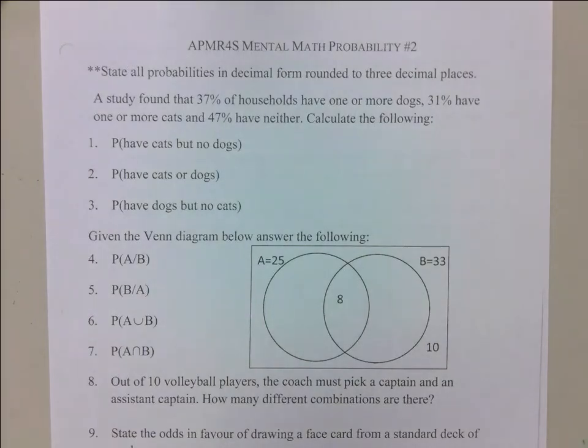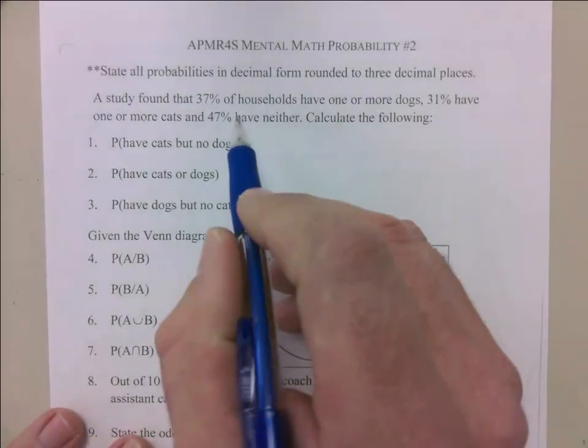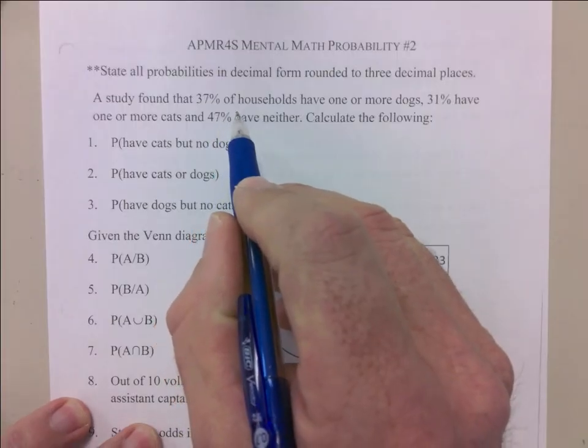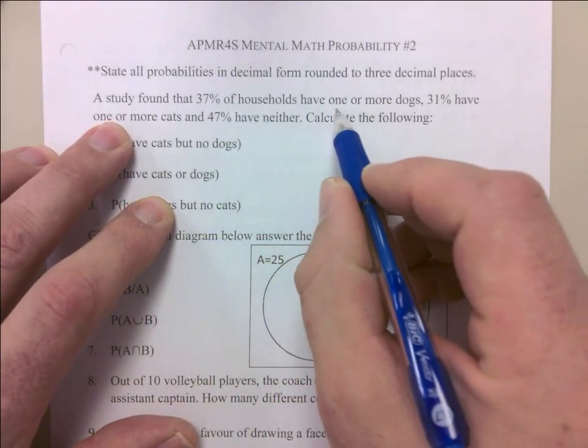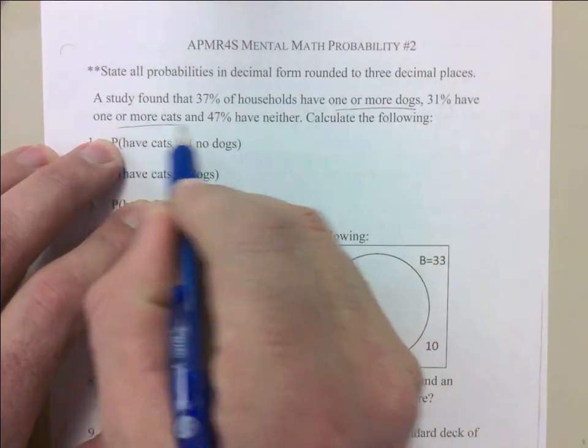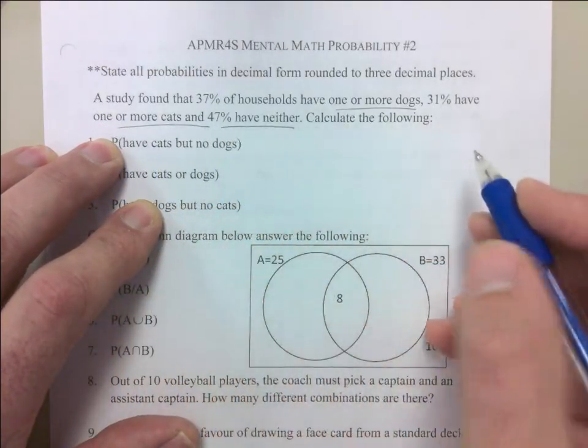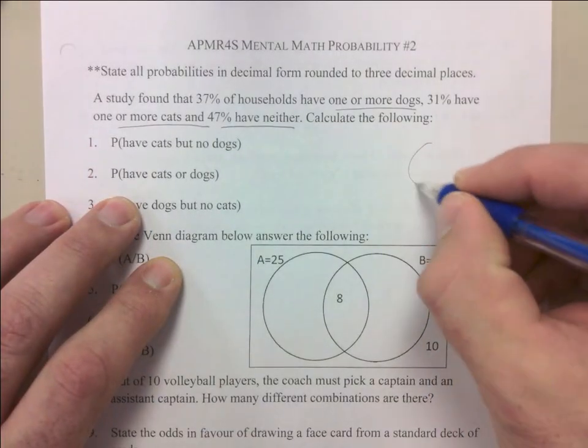So, marker and a pen, and follow along. You've got a study with 37% of households having one or more dogs, 31% have one or more cats, 47% have neither. So you're already a little suspicious, right?